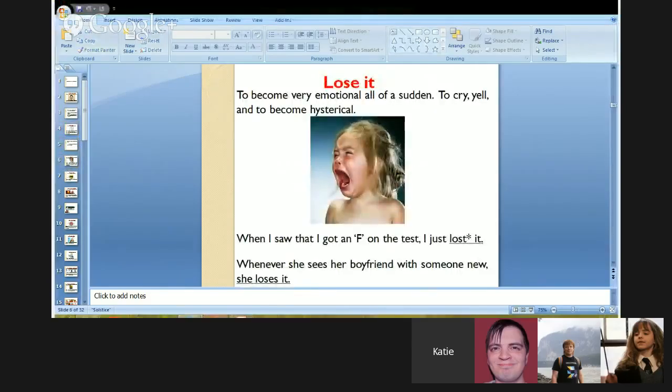Oh, and this one's interesting. To lose it. If you lose it in a situation, it means that you become very emotional all of a sudden. You can cry, you can yell, you become hysterical, which means that you can't control your emotions. And I'm curious, have you ever lost it? Okay, so you notice it changes in the past tense. Have you ever lost it or seen someone who has lost it? For example, I had a friend who got a bad grade once, and she was very upset, and she completely lost it.